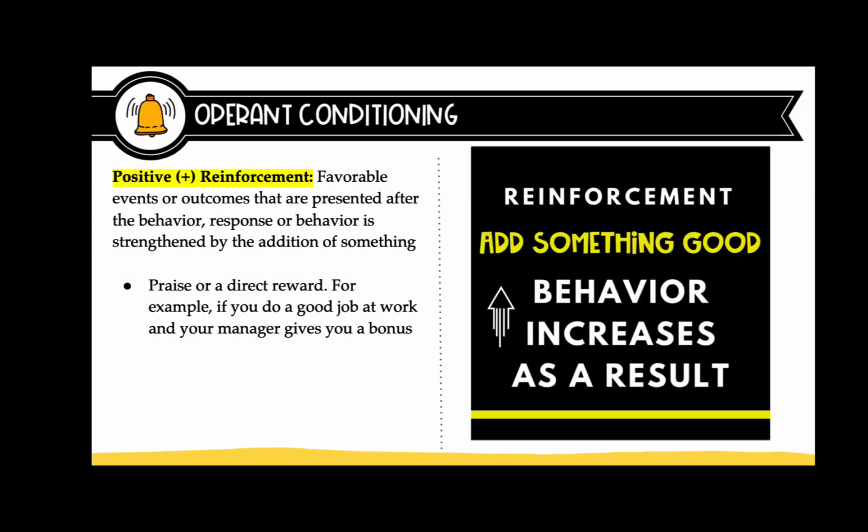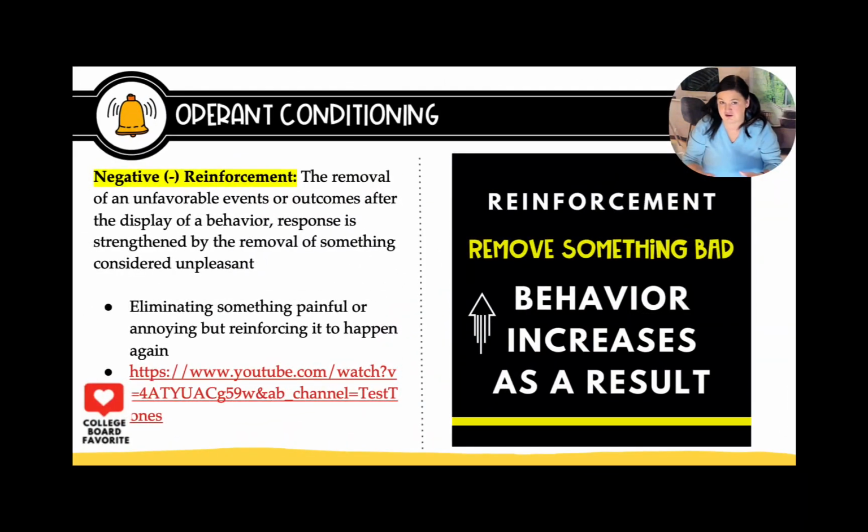Okay, so reinforcement stimuluses are favorable events or outcomes that are presented after the behavior. Response or behavior is strengthened by the addition of something, whether it be praise or a direct reward. For example, if you do a good job at work, your manager will give you a bonus. Negative reinforcement is the removal of an unfavorable event or outcome after the display of a behavior.